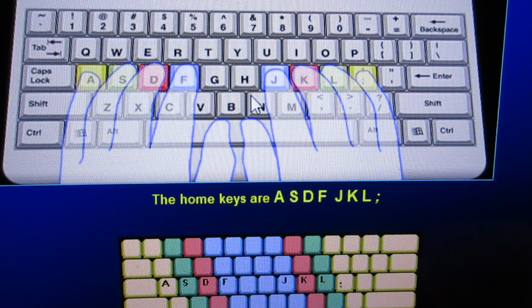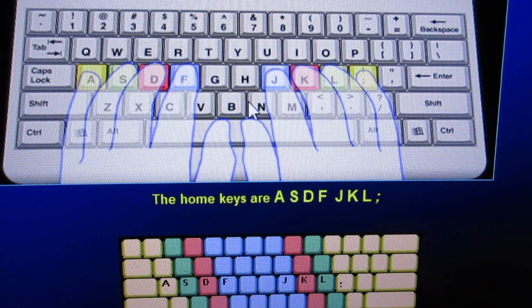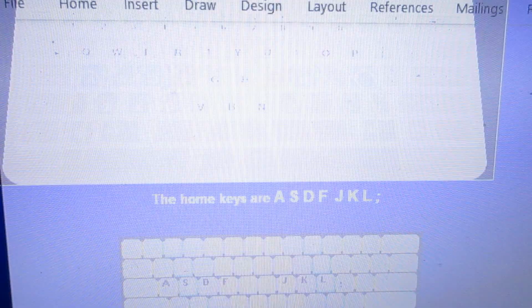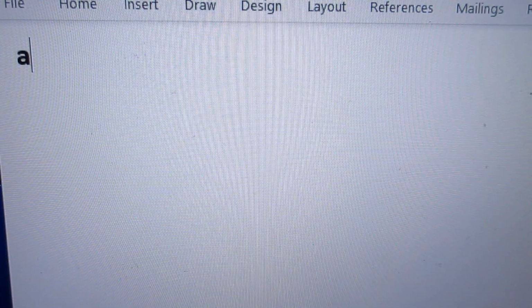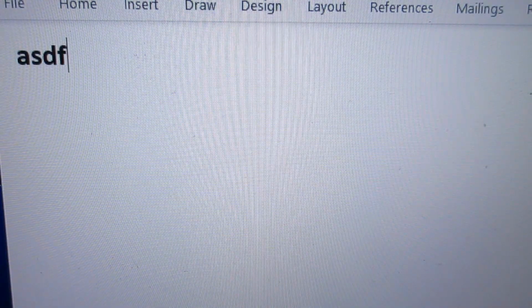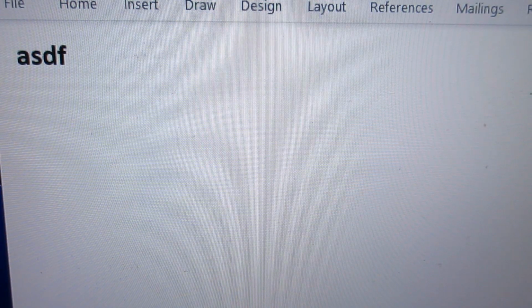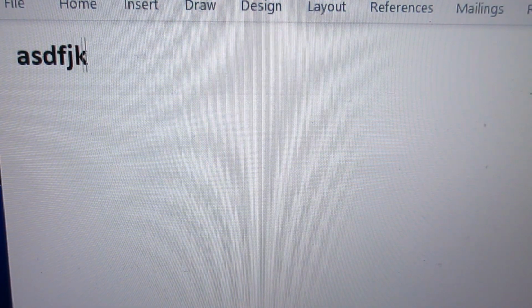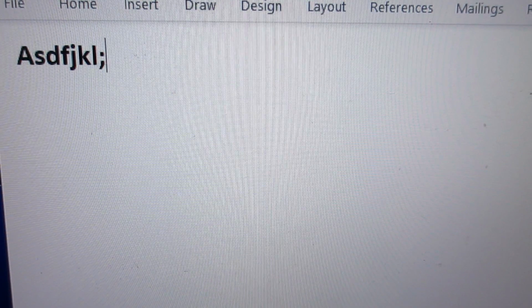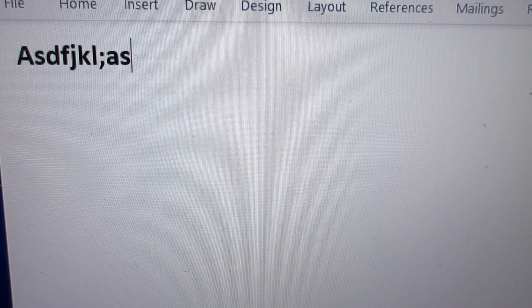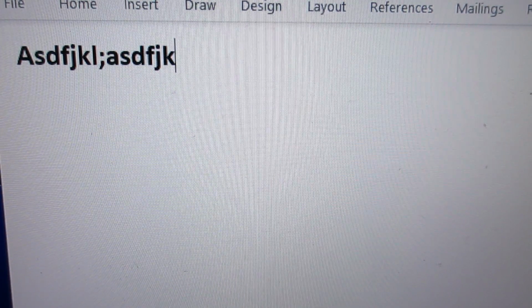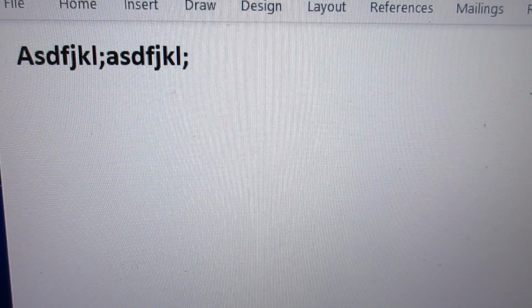Okay, so curve your fingers, and using the correct fingers, type each character as you say it to yourself, like A, S, D, F, J, K, L, semicolon.